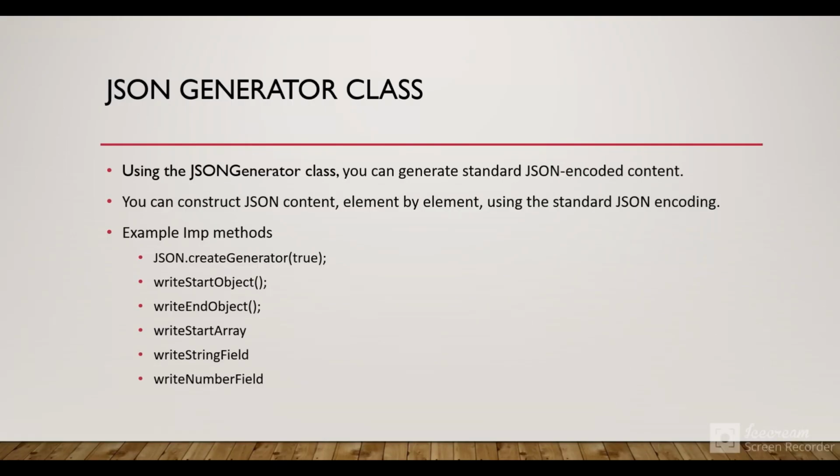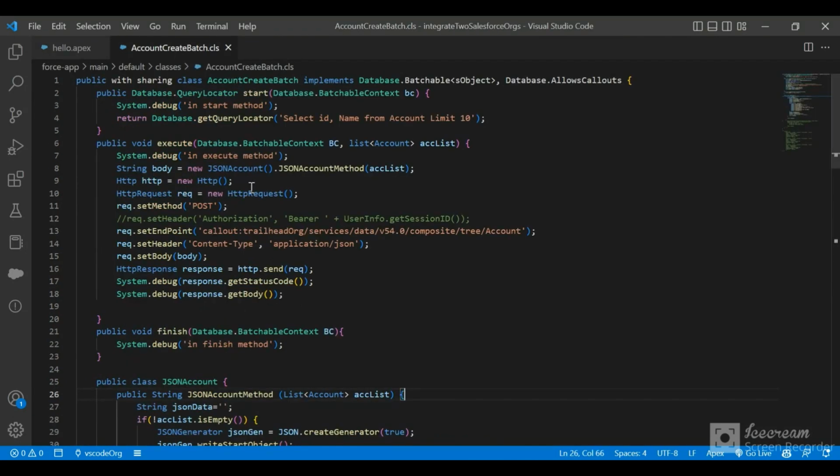Now let's go back to the JSON generator class. With the JSON generator class we can create standard JSON encoded content. We can construct JSON content element by element using the standard JSON encoding. So if we don't want to use a wrapper class, as we saw earlier, we'll just create our JSON using writeStartObject, writeEndObject, writeStartArray, writeStringField, and writeNumberField methods. I'll show you an example so you can understand it better.